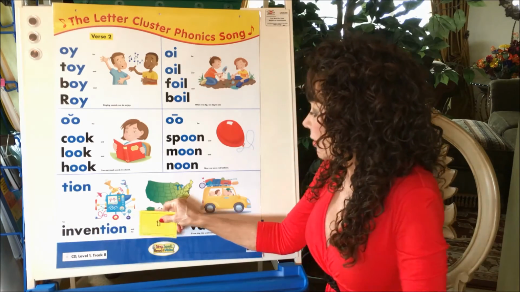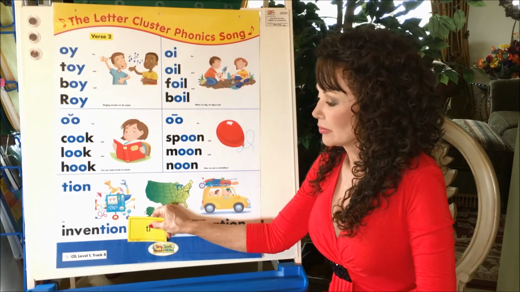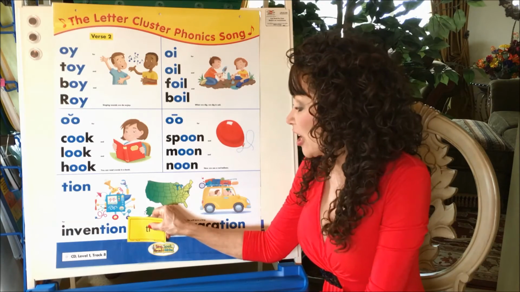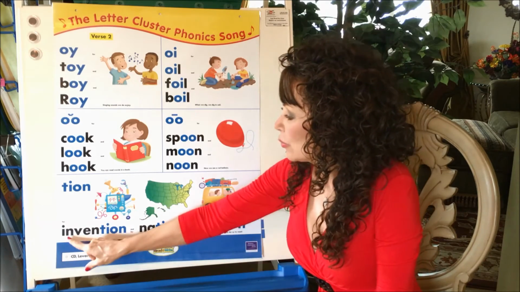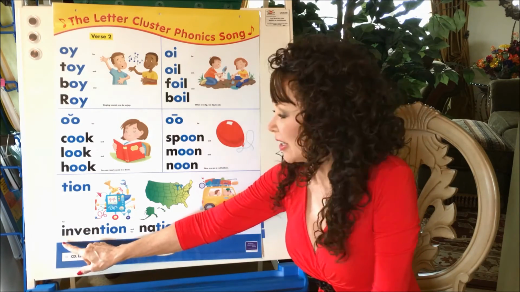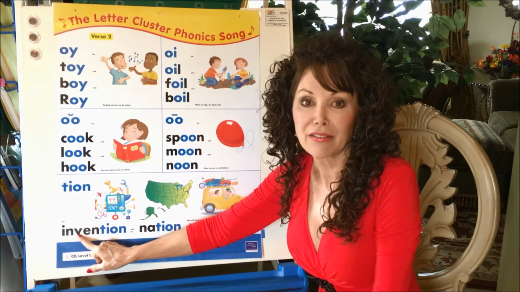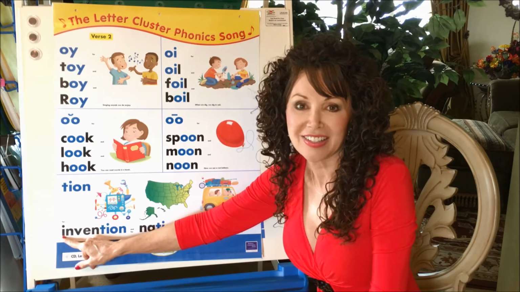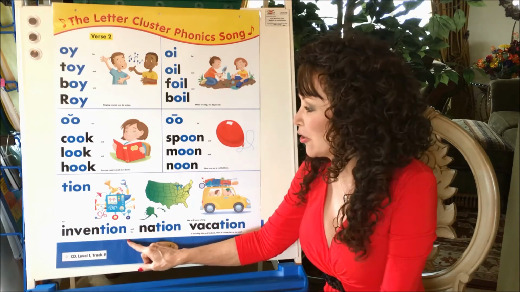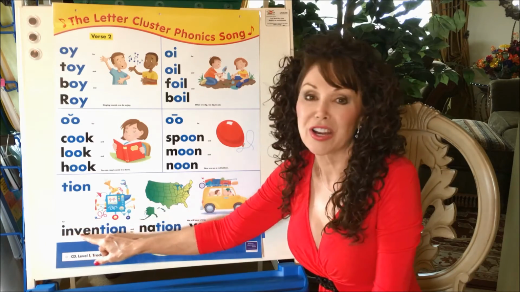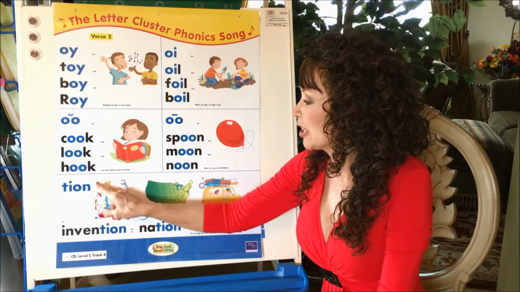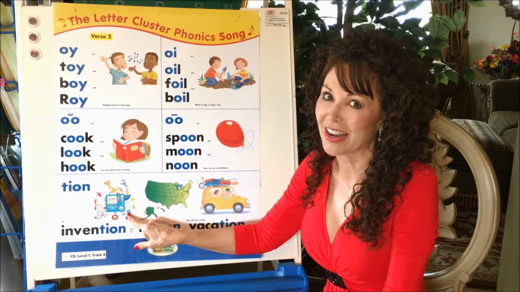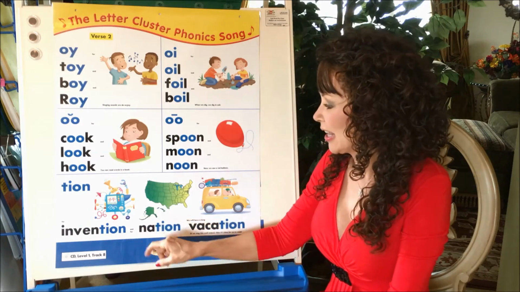And then the last sound is TION, shun. Now we can read the whole word. Invention. And say it fast. Invention. Good. Shun for invention. And if you look at the picture, it's a crazy machine. That's a crazy invention, isn't it?